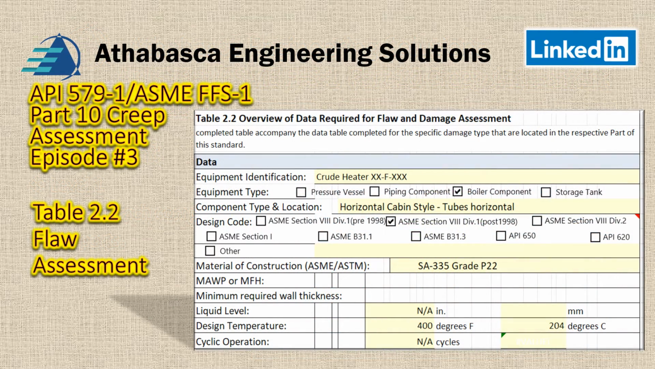Start with Table 2.2, the flaw assessment, to make sure that we're covering all of the right elements of this situation. We have a crude heater. It's a boiler component, horizontal style, cabin style. Tubes are horizontal. Its design is Section 8 Division 1, post-1998. Material of construction is SA-335 P22. The temperatures are here, and because it's a fired heater, it's a matter of operating hours, not cycles of operation.